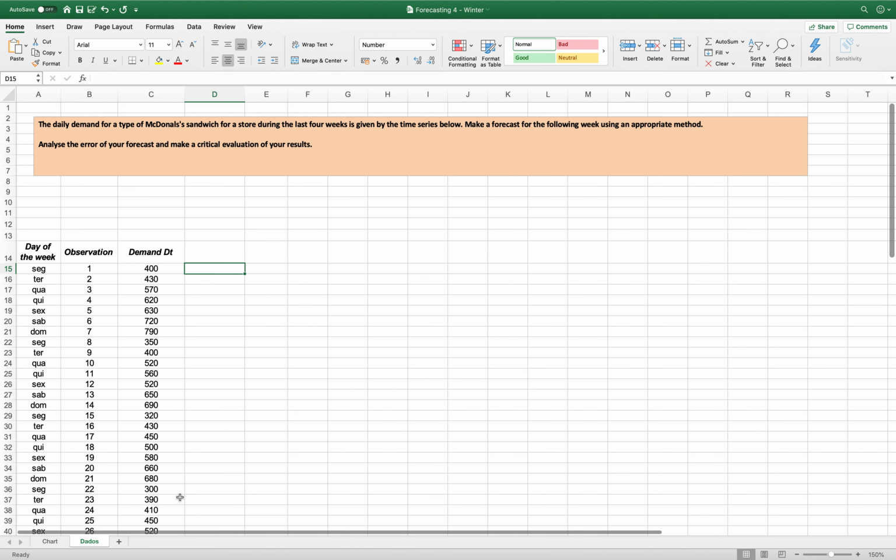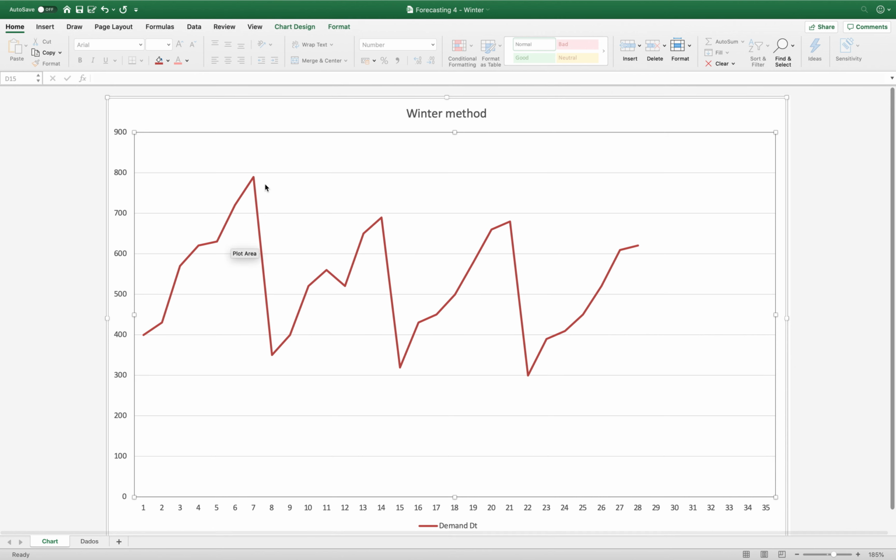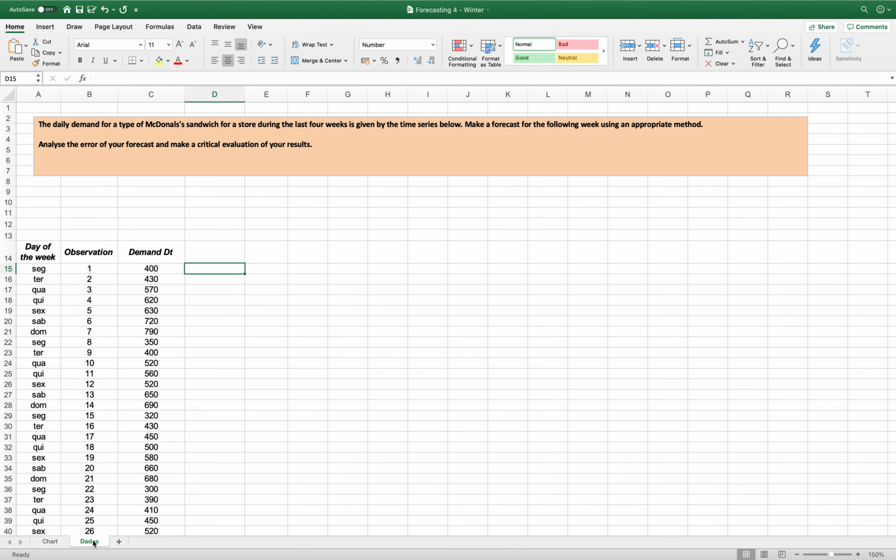Winters is one of the most powerful methods and can treat the seasonality very powerfully, as we see here. The demand, in our case, is the demand of a McDonald's sandwich for a week. So we have 4 weeks here, and it clearly has a seasonality. Demand on Mondays and Tuesdays is very low, and it peaks at Saturdays and Sundays, and this repeats itself. So it's clearly a seasonality problem.